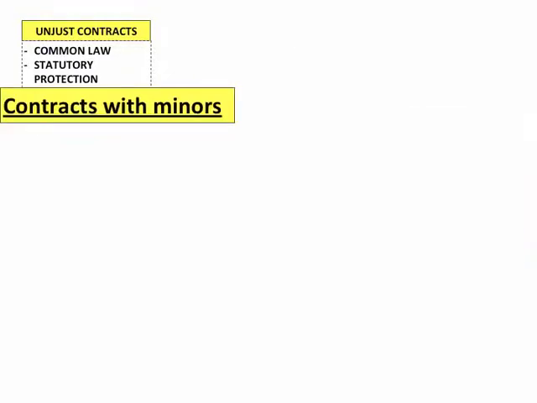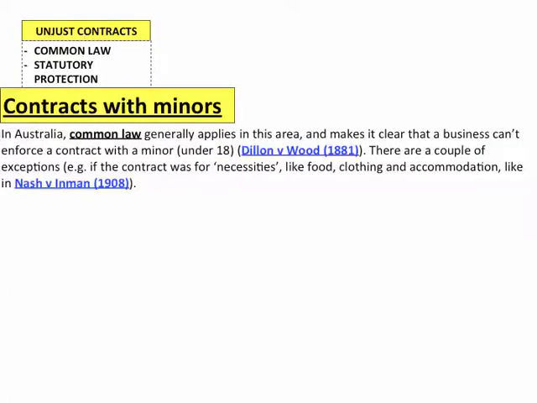So minors, under 18. Now in Australia, generally, common law applies, and you can't have a contract with someone under 18. It's been that way for a long time. There are some exceptions, like food, clothing, accommodation. If you're going into a rental property or something like that, then an exception can be made, because that is benefiting you and that is a necessity. But in New South Wales, we're not like that, because we have a very specific statute law.